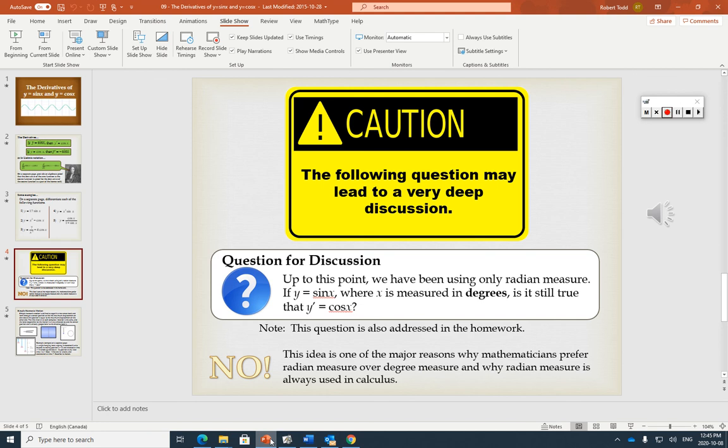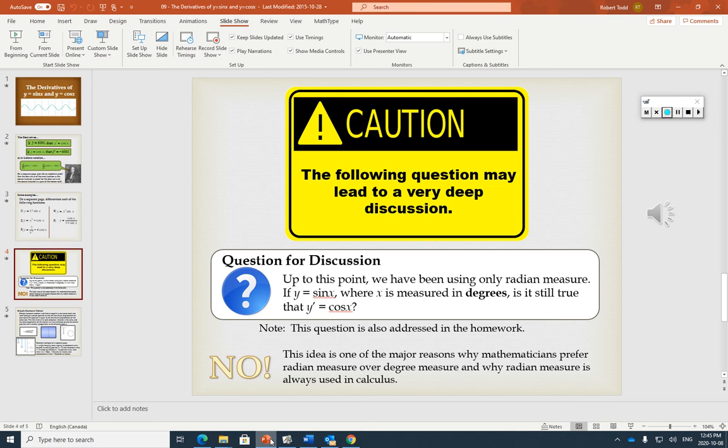The caution: the following may lead to a very deep discussion. No, I'm not going to make it too deep for now. I'm just going to tell you about this situation and what's come up here. Up to this point, we've been using only radian measure. If y equals sine x, where x is measured in degrees, is the derivative still cos x? I'll say it's close. It just needs to be modified by a little factor.